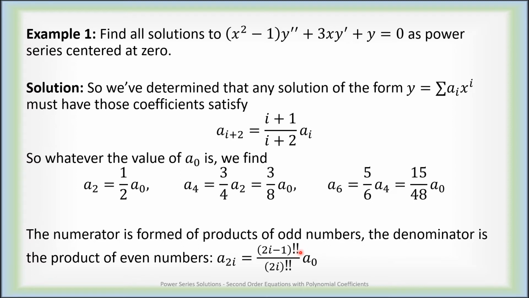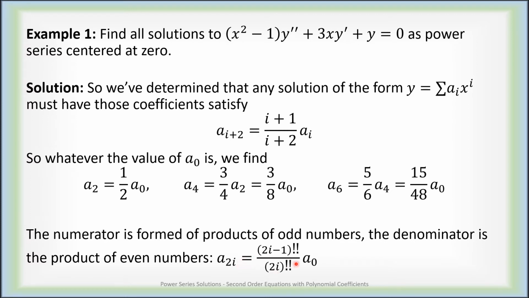The double factorial notation means multiply by subtracting 2 every time. So for example, 8 double factorial would be 8 times 6 times 4 times 2, but you stop before you hit 0. 11 double factorial would be 11 times 9 times 7 times 5 times 3 times 1, and then you stop. So this numerator would be the product of all the odd numbers up to this one. This denominator is the product of all the even numbers up to that one.